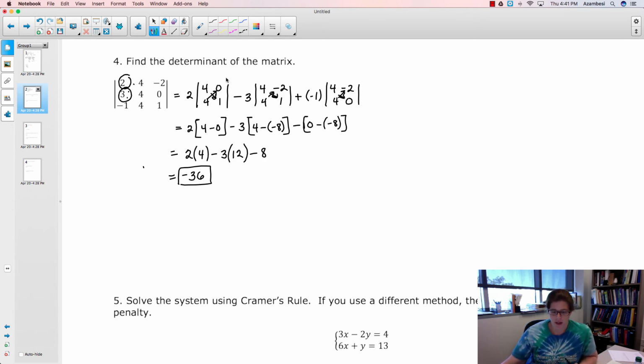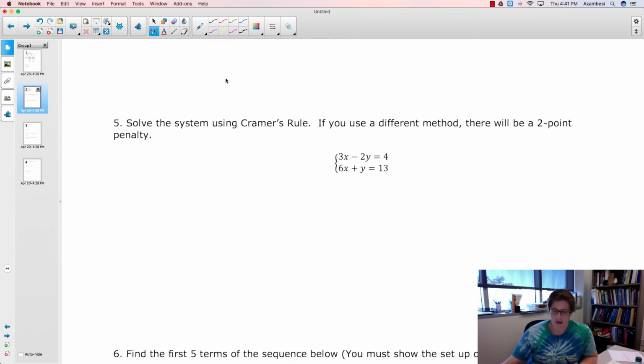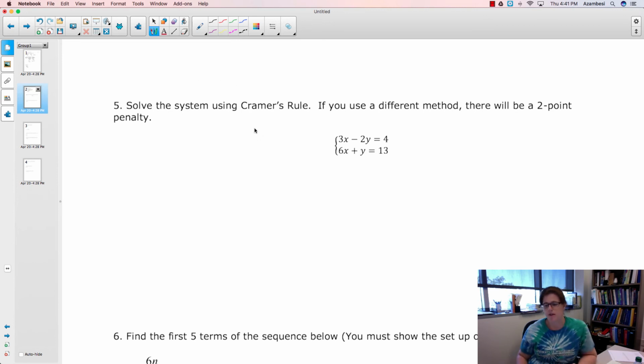Alright, last one before I do a break. Solve the system using Cramer's rule. This is a 2 by 2 with Cramer's rule, so you need 2 by 2 matrices. If you use a different method, there'll be a 2-point penalty, but you'll still get some credit for the problem.